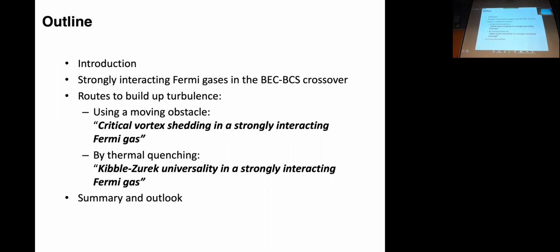So here's an outline of my talk, and one of the good things about giving this talk later in the week is that people have already given wonderful introductions to the field of quantum gases and strongly interacting fermions. So I'll probably keep things short for the introduction and then jump into the experiments that we have done in our lab regarding the routes to build up turbulence in our superfluid samples. First of which is by using a moving obstacle, so just having an obstacle move through our superfluid sample. And the second method is to thermally quench our atomic samples through the superfluid phase transition, and then relying on the Kibble-Zurek mechanism to generate vortices.